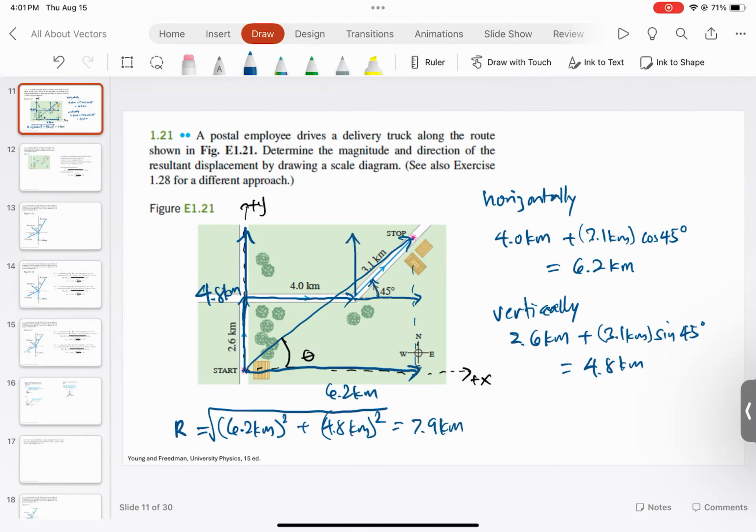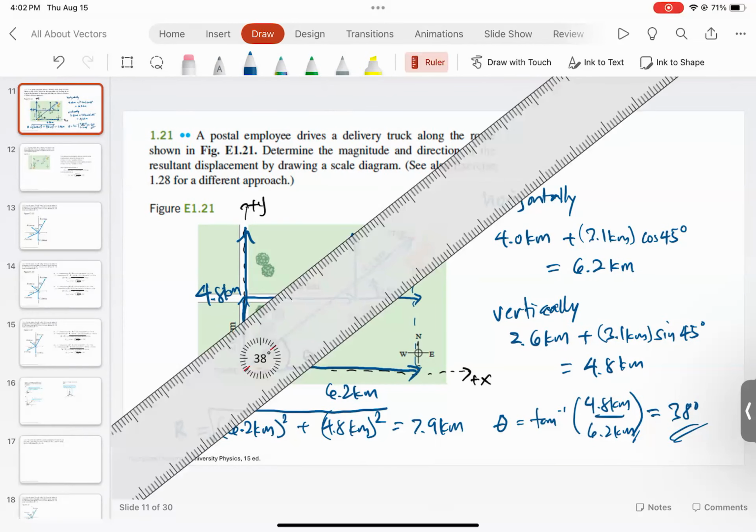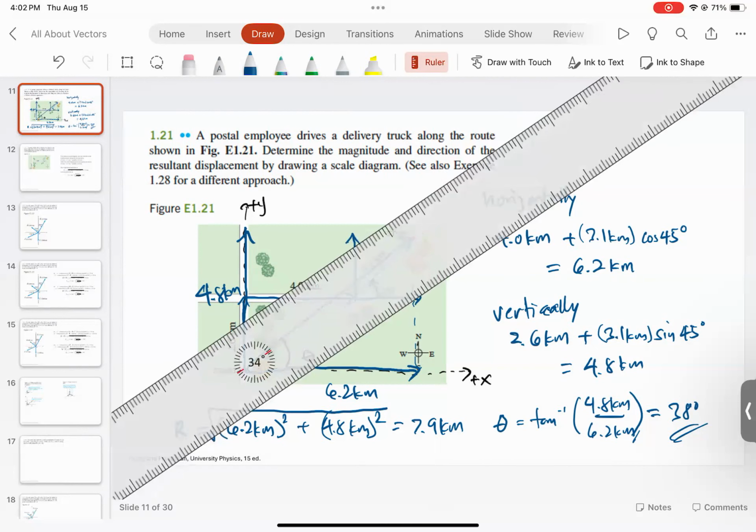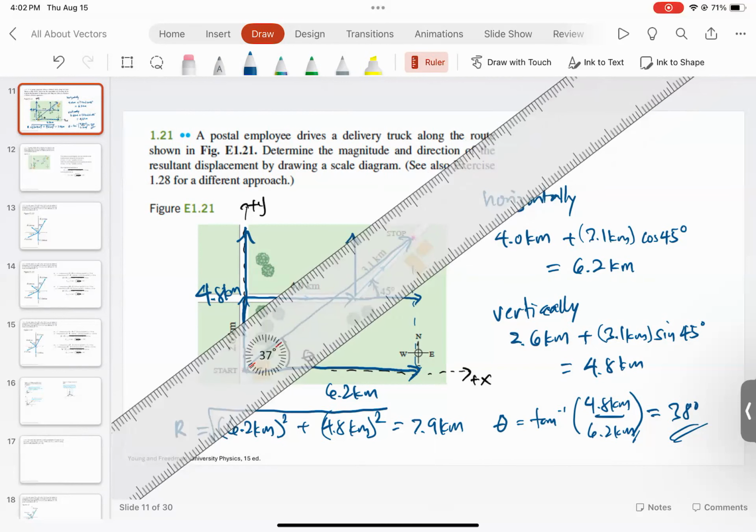Okay, and yung angle na theta is just the tangent inverse of 4.8 kilometers divided by 6.2 kilometers, which is equal to 38 degrees. Okay, so natsambahan natin yung 38 degrees kanina. Tignan natin yung length nitong mga to, no? So 38 degrees.